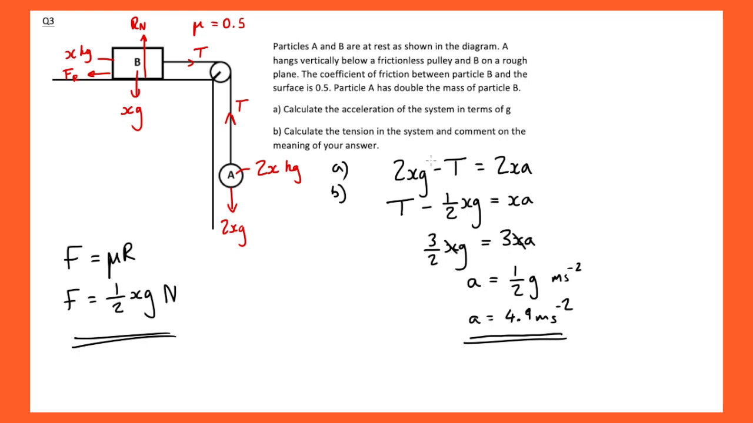Okay, so to work out the tension, I take the second equation again, and I'm going to write T equals XA plus a half XG. Now, what I know is that this A is a half G, and I have a half G here, so I have a half GX plus a half GX, which gives me T equals GX.